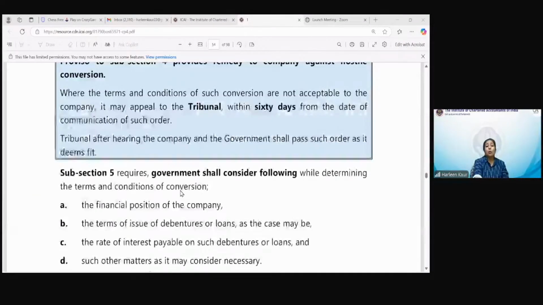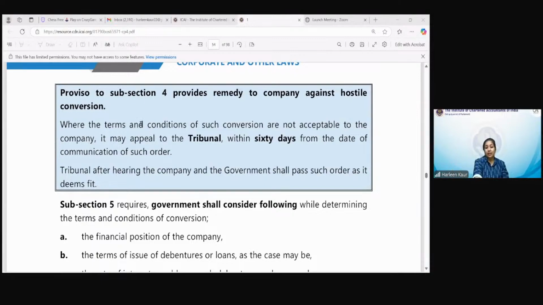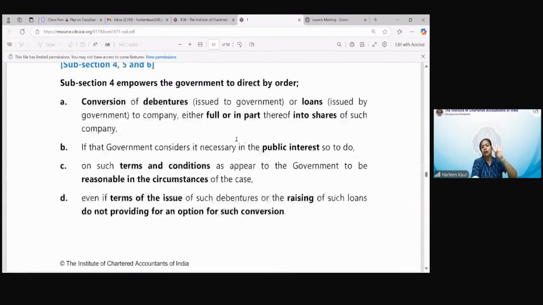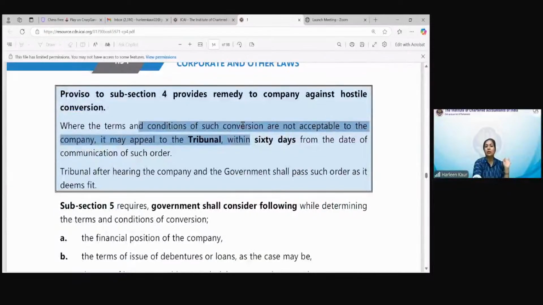Now, if you are not satisfied, if the terms and conditions are not accepted, then quickly make an appeal to the tribunal within 60 days, and the tribunal, after hearing the company and government, will pass the orders. So they are not telling you what the public interest is, or why the government said so, nothing like that. You only have to remember 4 points. The government says: debentures held by the government, in the public interest, terms and conditions set by the government. Even if it was not mentioned at the time of issue of debentures, then also it can be a forceful conversion. If you have any objection, go to the tribunal within 60 days.